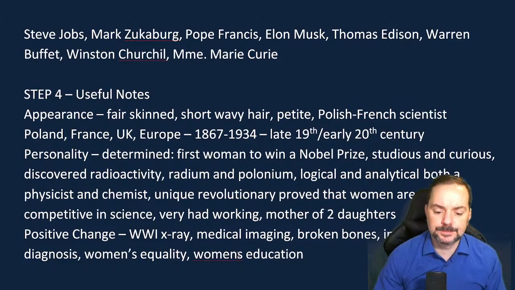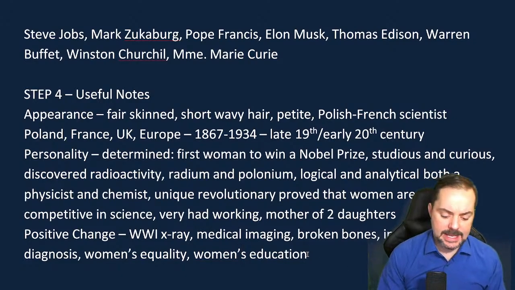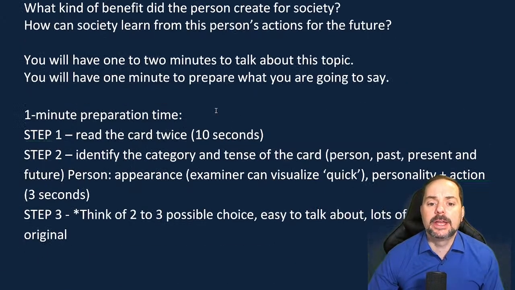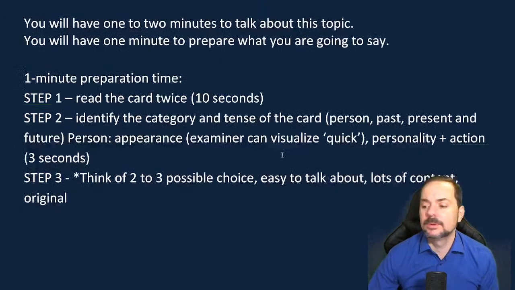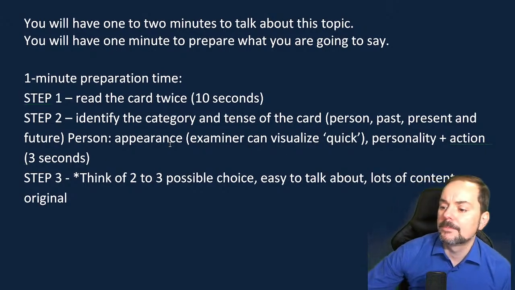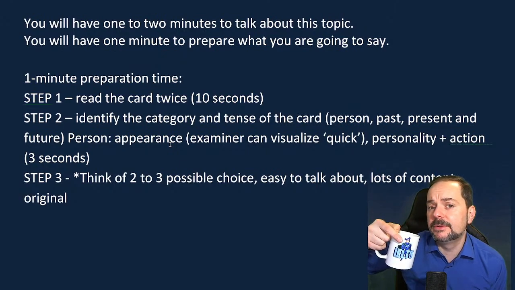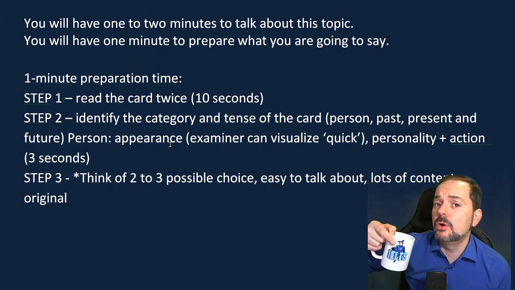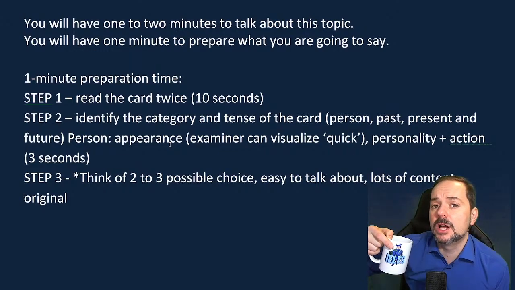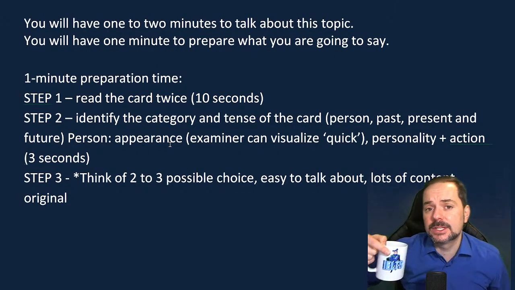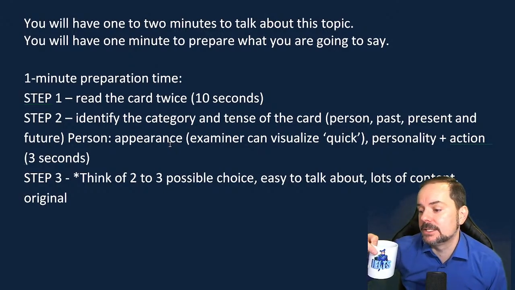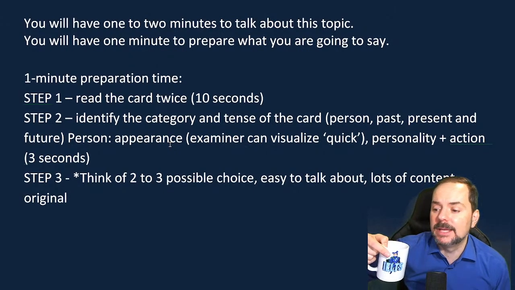Okay, so don't forget the card, right? So how will that impact the future? Okay. So what can society learn from this person for the future? And remember, you have 60 seconds to 2 minutes. So if you know a lot about a person, make sure not to get lost and talk so much that you forget to answer the questions on the cue card. Your goal in the IELTS is to get that band 9, right? So you have to maximize your use of time to answer all of those questions.